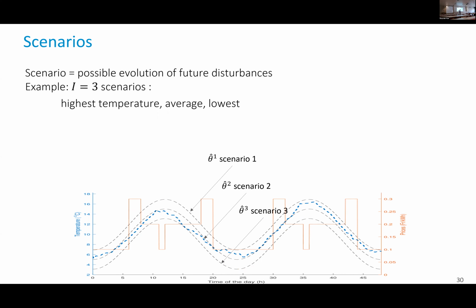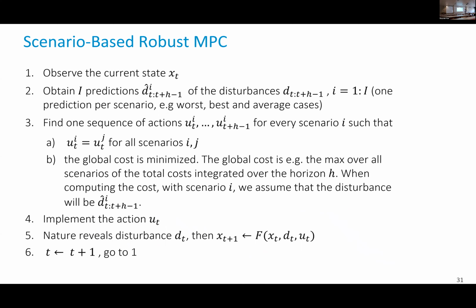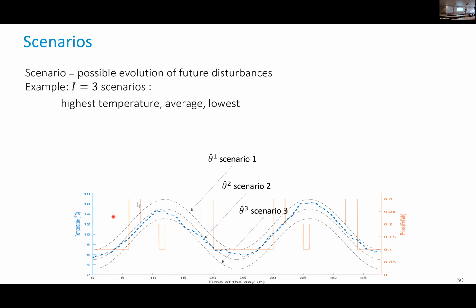Now I have more information about my forecast. And the question is, how can I enter that into my MPC framework? Well, it's fairly easy. We do the same as before. So remember, with MPC, we start always by observing the current state. And then we use prediction. Before I had one prediction. Here I have one prediction per scenario. So I have one scenario, which is, for example, the high temperature scenario, another scenario, which is the low temperature scenario, and I consider them as scenarios.